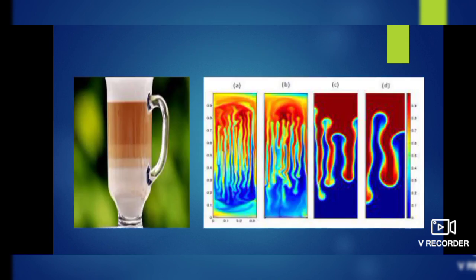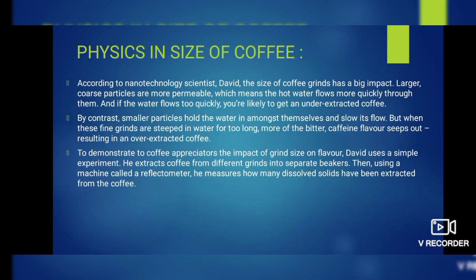These are all the pictures that depict double diffusion convection. On the left side we are seeing a coffee depicting the double diffusion convection theory. On the right side is the graph of this theory. Physics in the size of coffee grains.